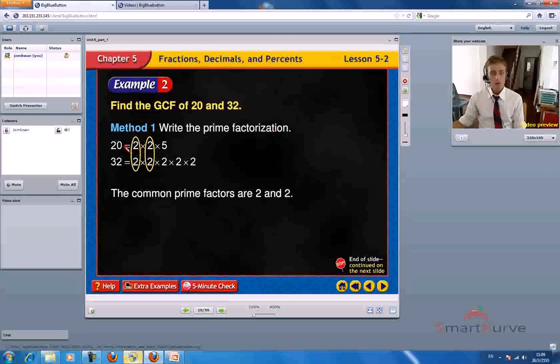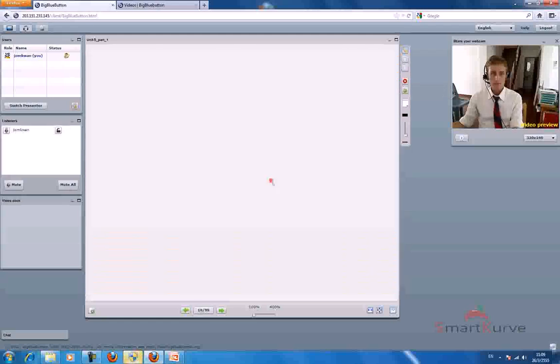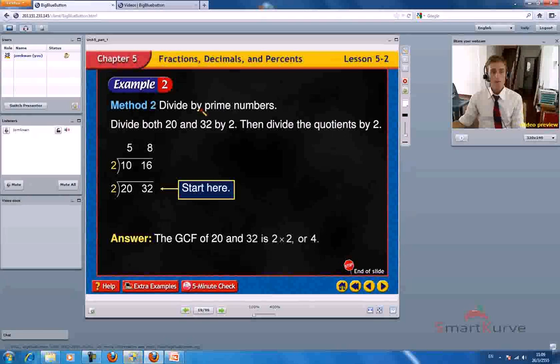Find the greatest common factor of 20 and 32. Write the prime factorization. So we have 20 is 2 times 2 times 5. That's the prime factorization. 32 is 2 times 2 times 2 times 2 times 2. So the common prime factors are 2 and 2.